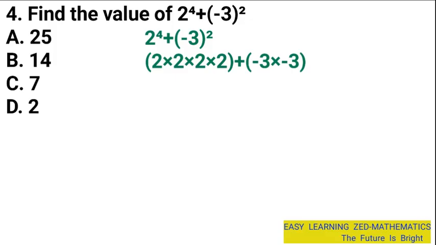Let's start with the 2. 2 times 2 will be 4. 4 times 2 will be 8. 8 times 2 will be 16. So the value of that expression is 16, which will be added to negative 3 times negative 3, which will give us positive 9, so plus 9. Once we have done this, we add 16 plus 9, which will give us 25. So the correct answer in that question was A. Okay, let's go to question 5.